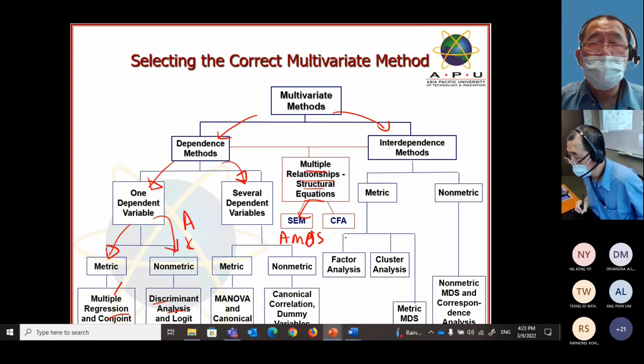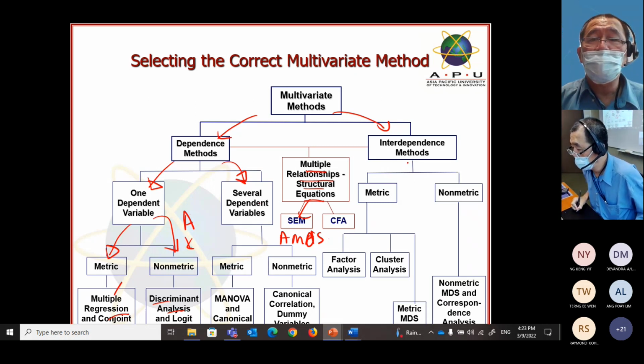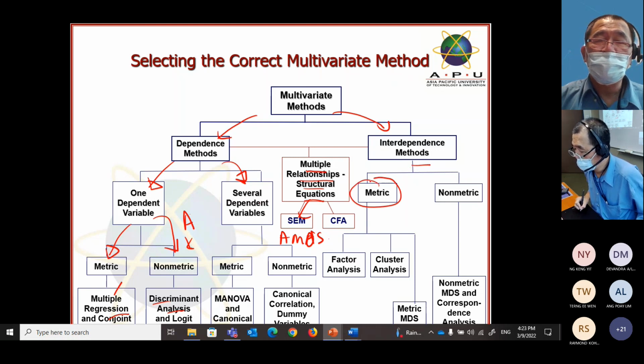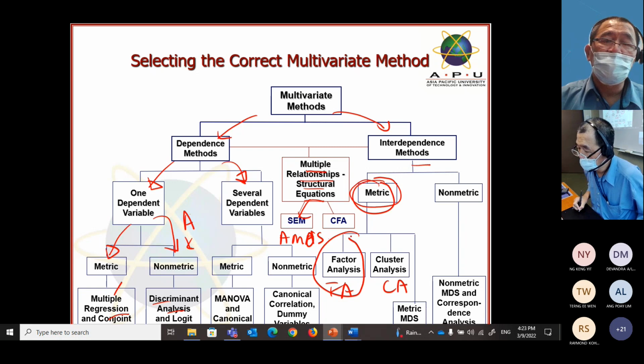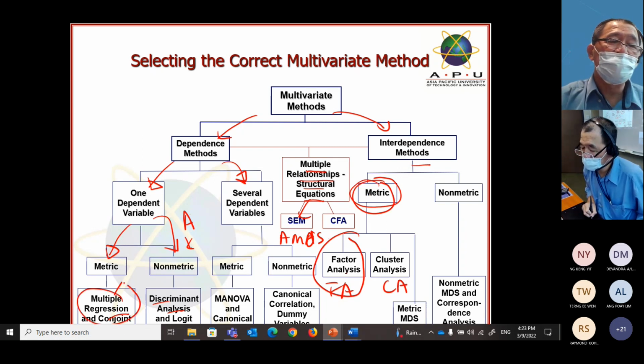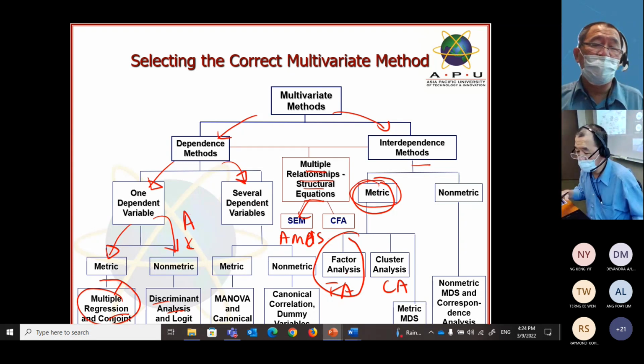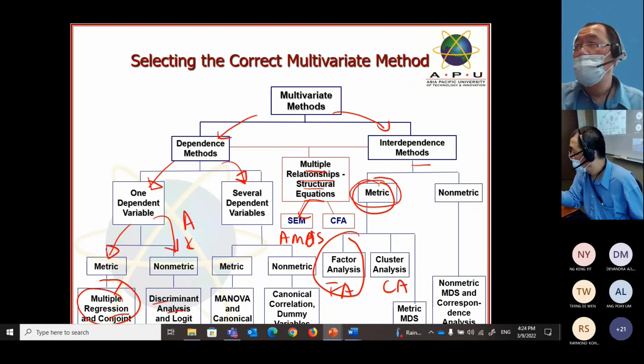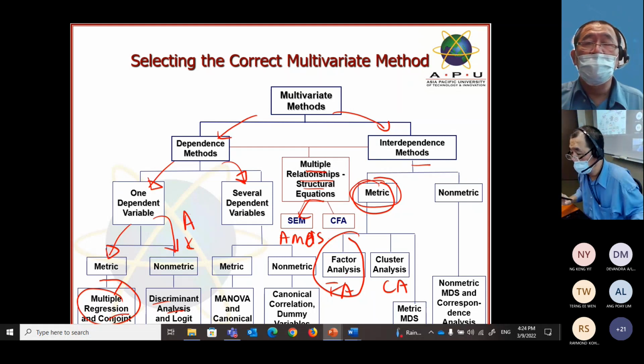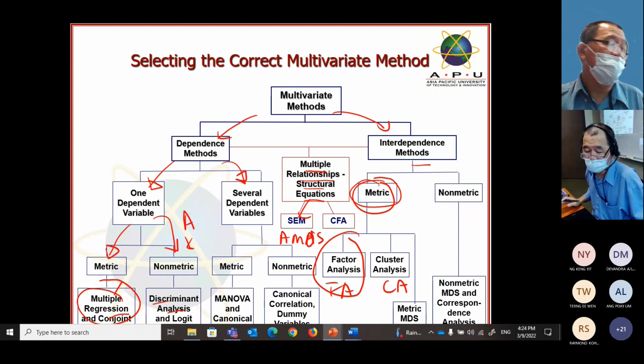Okay. And then you will also see the interdependence methods. You see all metric. All metric, you see two only, FA and also CA. All must be metric. Therefore, for your assignment, use this and also the multiple linear regression. The data must be all metric. You can start to look for data first. This is the overall picture of the multivariate methods.